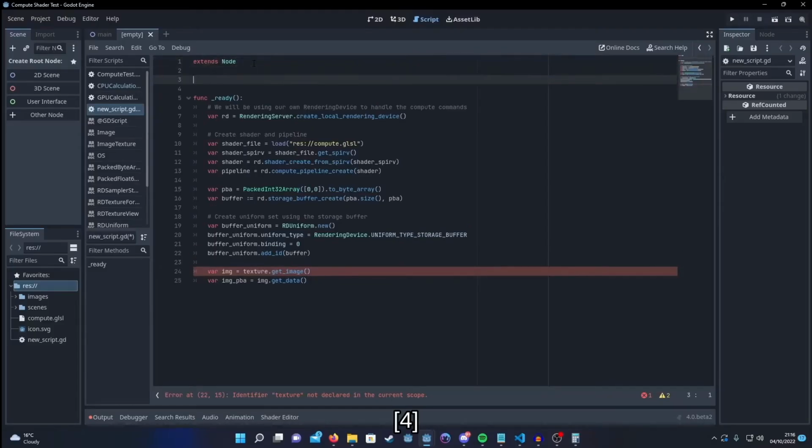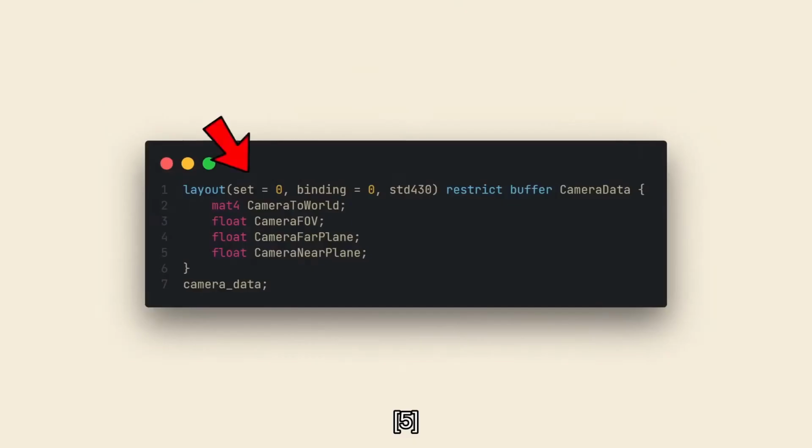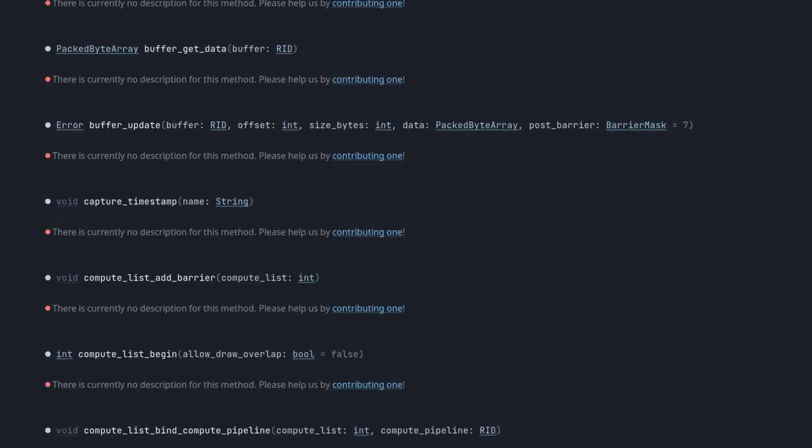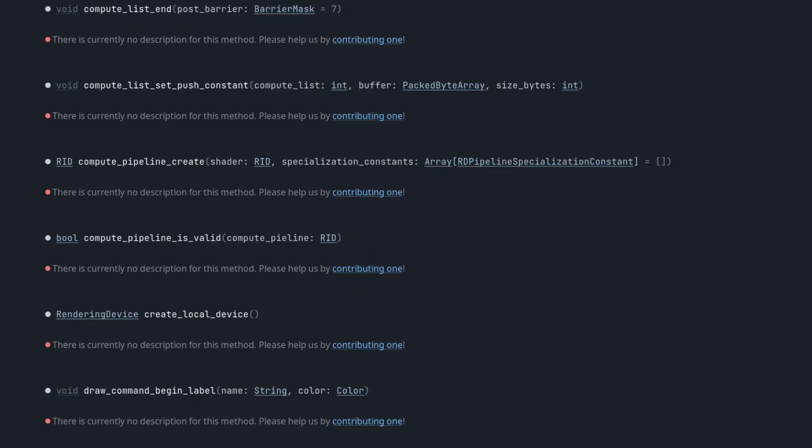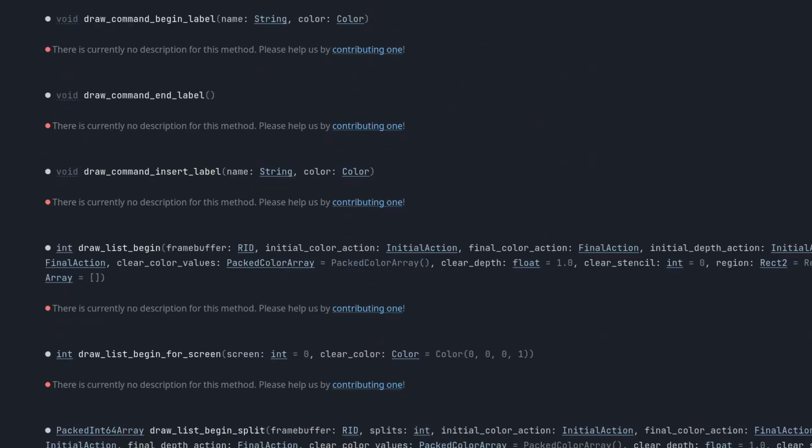I'll also link some tutorials I used myself when learning about this stuff, since the documentation is, well, non-existent. I may even make my own tutorial on Godot for compute shaders, so let me know if you'd like to see that. Or don't, I guess, I mean, that's fine too.